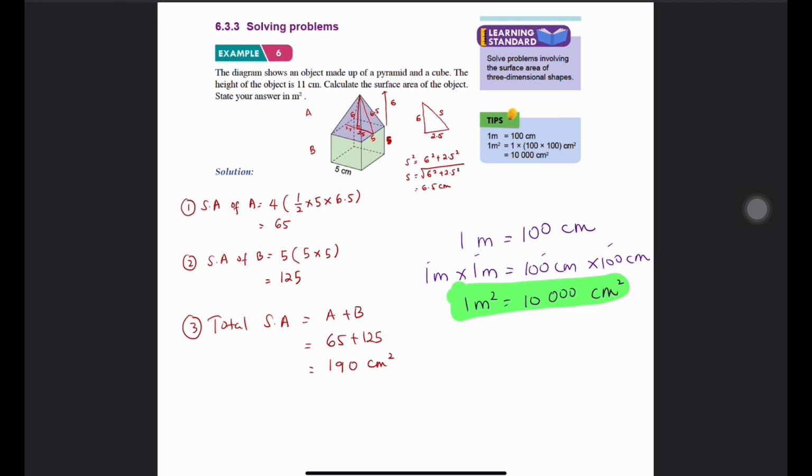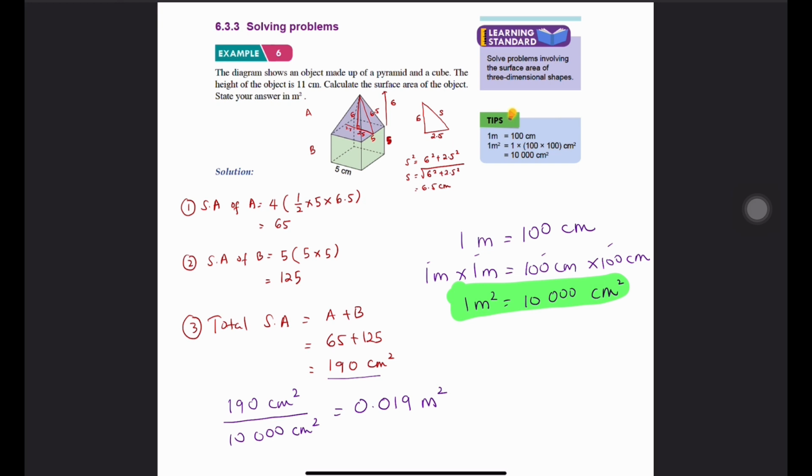So we need to convert 190 centimeter square to meter square. Just simply 190 centimeter square, we divide it by 10,000 centimeter square, which gives you the final answer of 0.019 meter square.